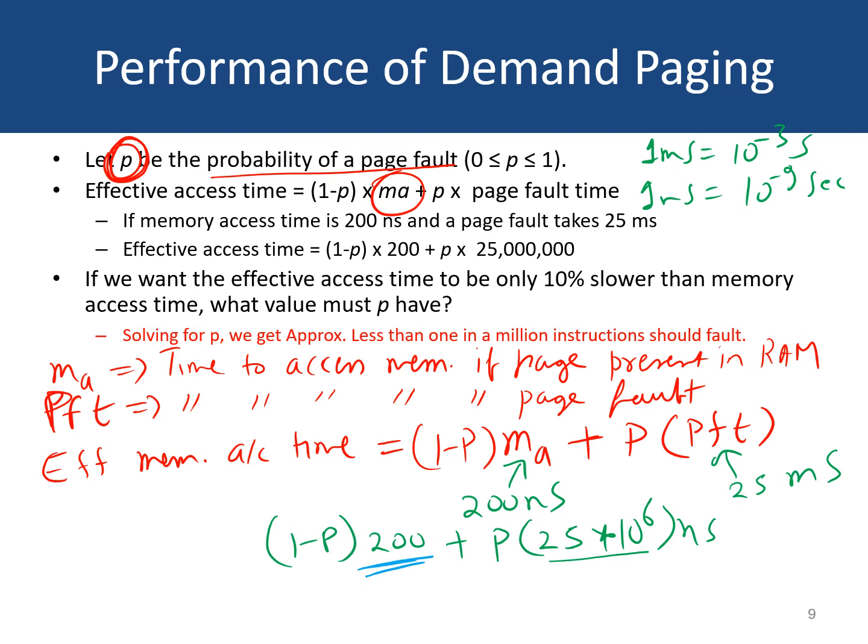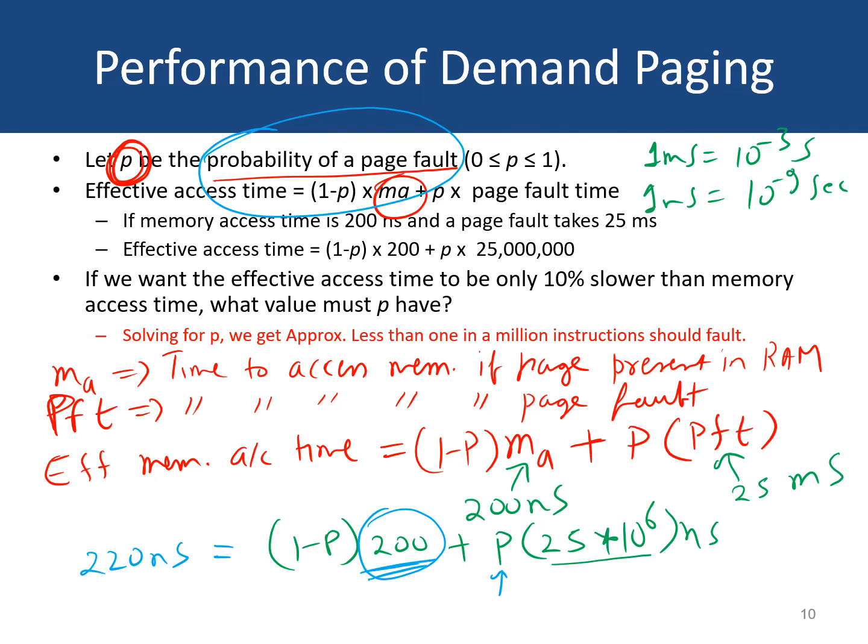Now let's assume that for reasonable performance, we want the average memory access time for this virtual memory system to be at most 10% greater than 200 nanoseconds. 10% of 200 is 20. So at max we want the overall effective memory access time for this virtual memory system to be 200 plus 20, 220 nanoseconds. So basically we want this expression to evaluate to 220 nanoseconds. The question here is, what should be the value of P? What should be the probability of page fault to make this happen in our system?